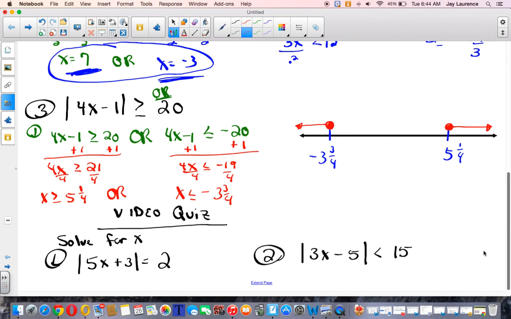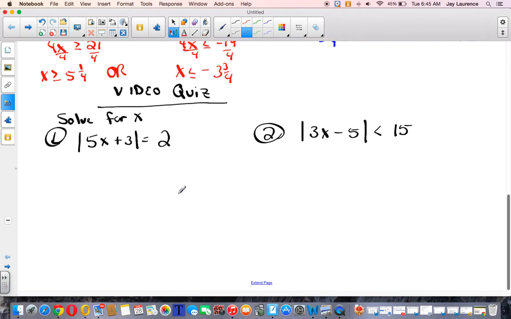Okay, 2-question video quiz here. Problem number 1, absolute value of 5x plus 3 equals 2. And the second problem is absolute value of 3x minus 5 is less than 15.